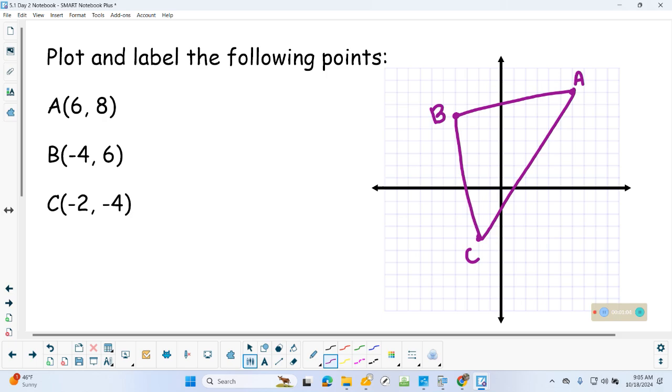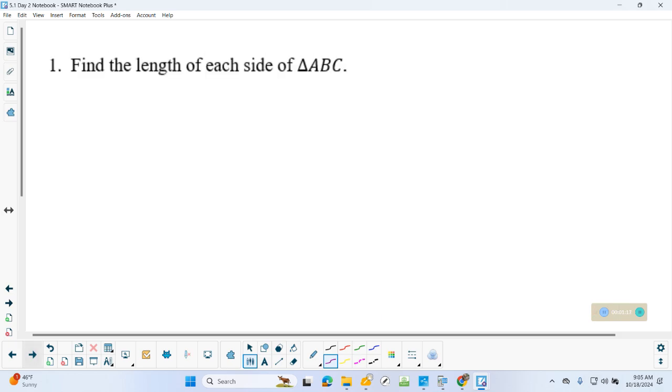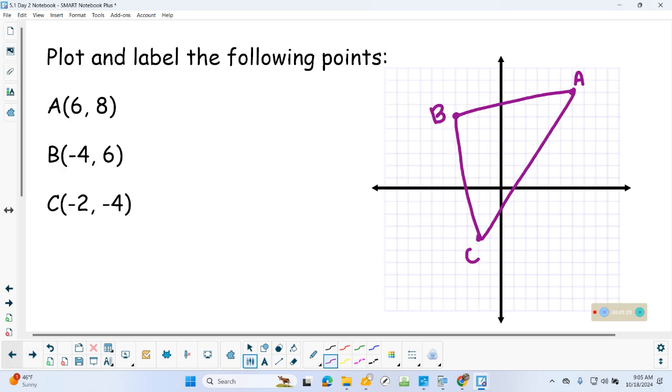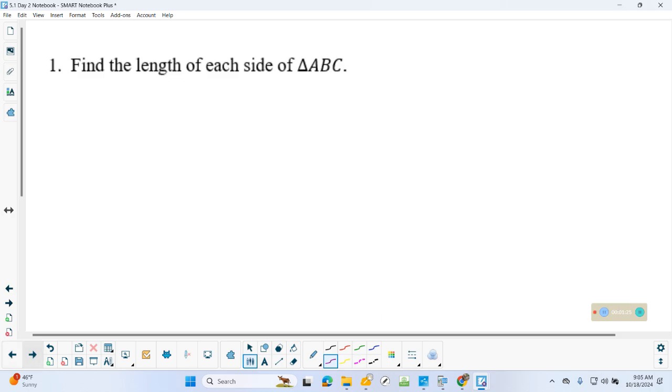Find the length of each side. We have to do distance formula for all 3 sides. So get yourself ready for that. So find the length of each side. So I'm just going to look back at the picture. It doesn't matter which side you do. There's 3 sides on the triangle. We have to do all 3. I'm just going to do side AB, the top one first.